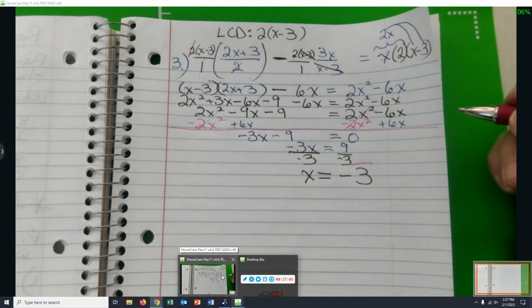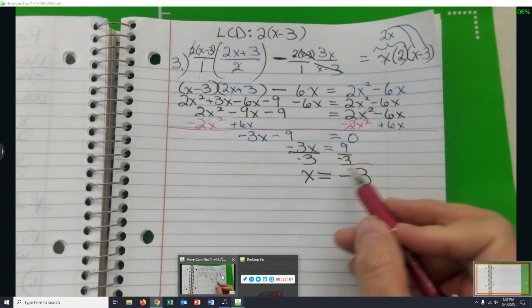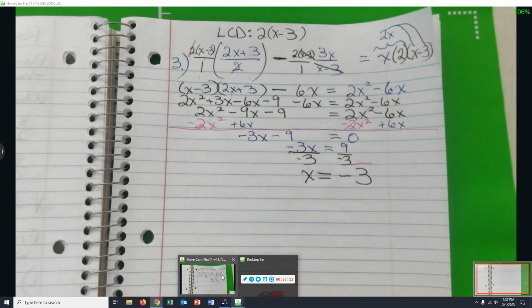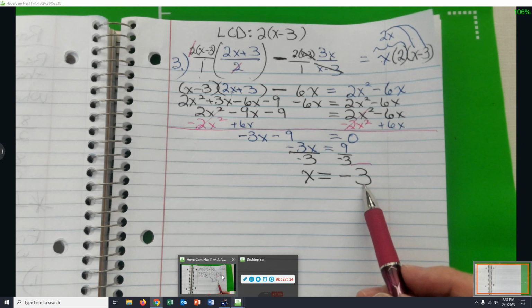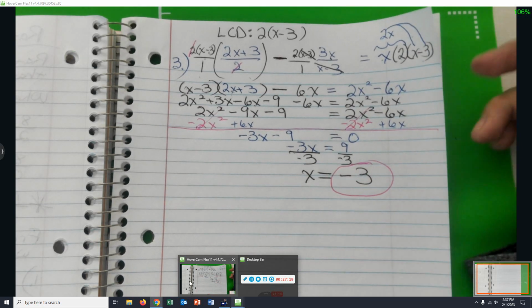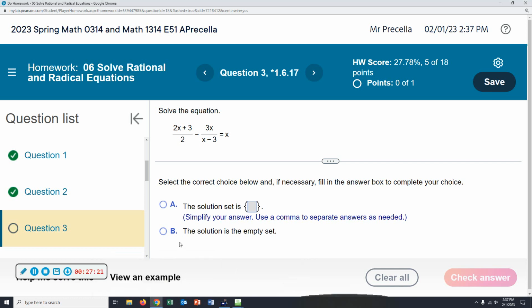I was thinking it was going to be a positive 3. Okay, that's why I was thinking it wasn't. It's so messy up here, I can't really tell what I had written there. So I was thinking this was going to be crossed out. But no, negative 3 is acceptable. Which means we come over here.